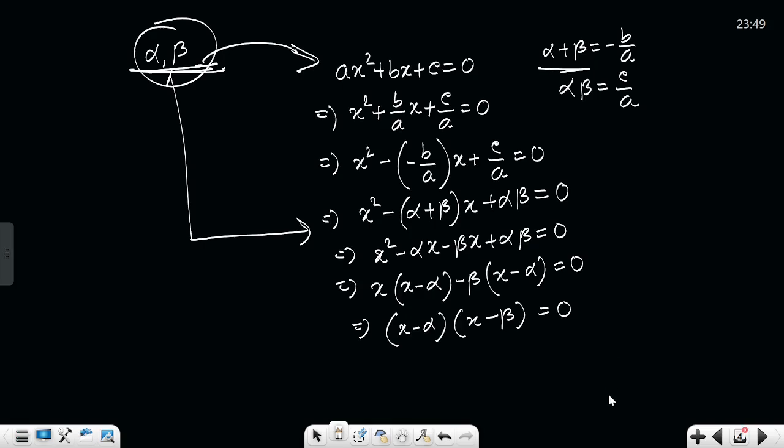Okay, let's take an example. Let's take an easy example to understand this. Then we will move to the questions for this topic. Okay. So let's take, we need to find the equation whose roots are 2 and 5.